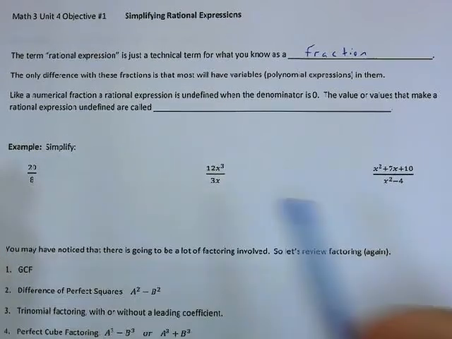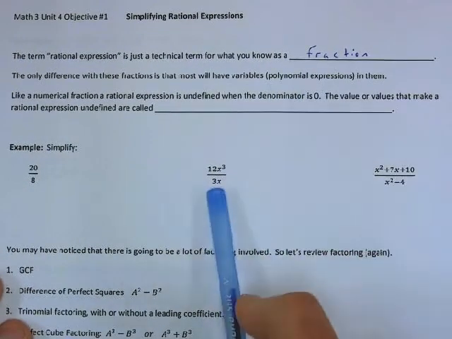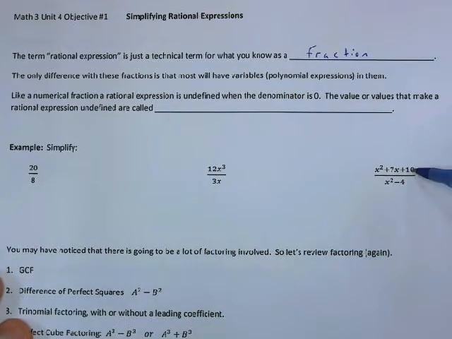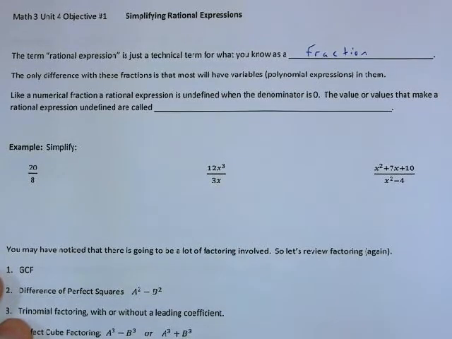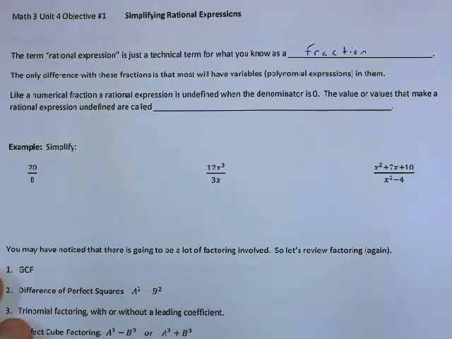The only difference with these fractions is that most of them are going to have variables. In other words, they're going to have polynomial expressions. Might be a monomial, might be a trinomial, might be a binomial. It could be any of those things, but we're going to start seeing variables in our fractions.